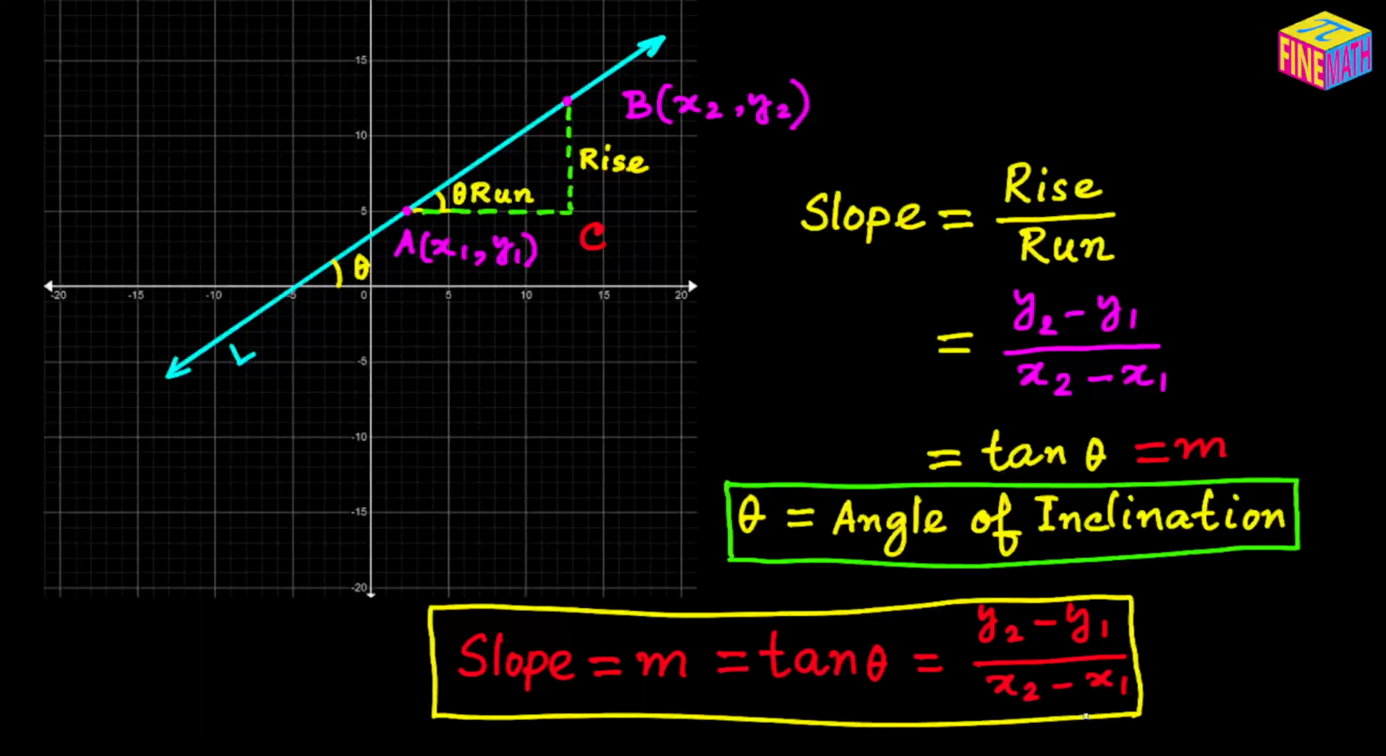I hope now you have a clear idea of what slope means and how to find the slope of a straight line. If the coordinates of 2 points on the straight line have been provided, we should be able to calculate the slope using this formula: y sub 2 minus y sub 1 divided by x sub 2 minus x sub 1. Also, if the angle of inclination is equal to theta degree, then the slope will be tangent of theta. Also, we can calculate the angle of inclination from the slope.